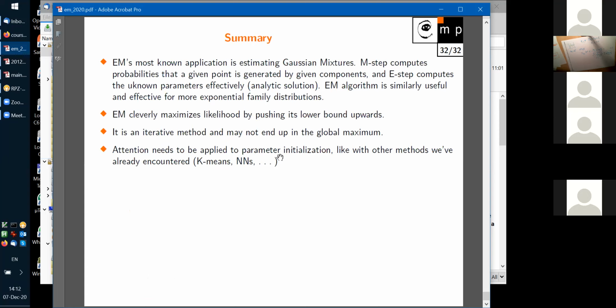So, summary. EM is most known as an application of estimating Gaussian mixtures for really large dimensions. You can think about it that the E step computes probabilities that a given point is generated by a given component. The M step computes the unknown parameters, effectively, like with these weights. And EM can be used for a much broader class of distributions than just Gaussians. Exponential family are those which are sort of proportional to x to something, and e to the x to some other. This type of distribution. It's an iterative method and typically will not finish in a global optimum, besides some special cases.